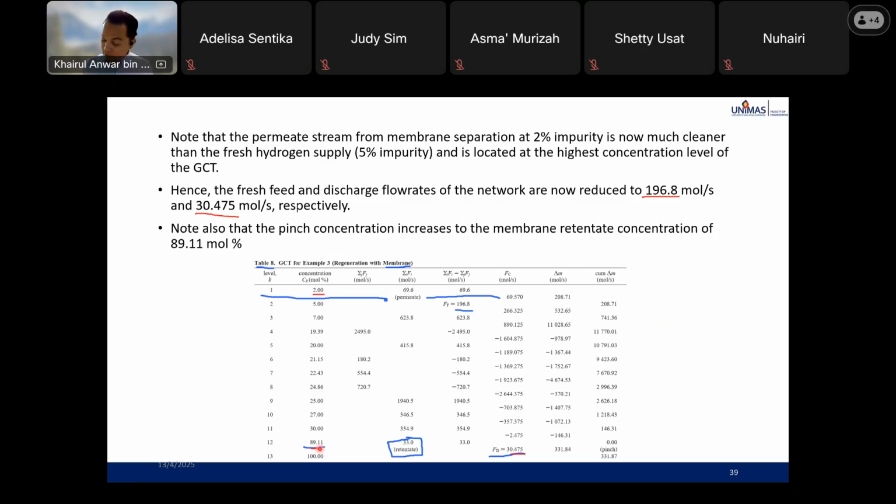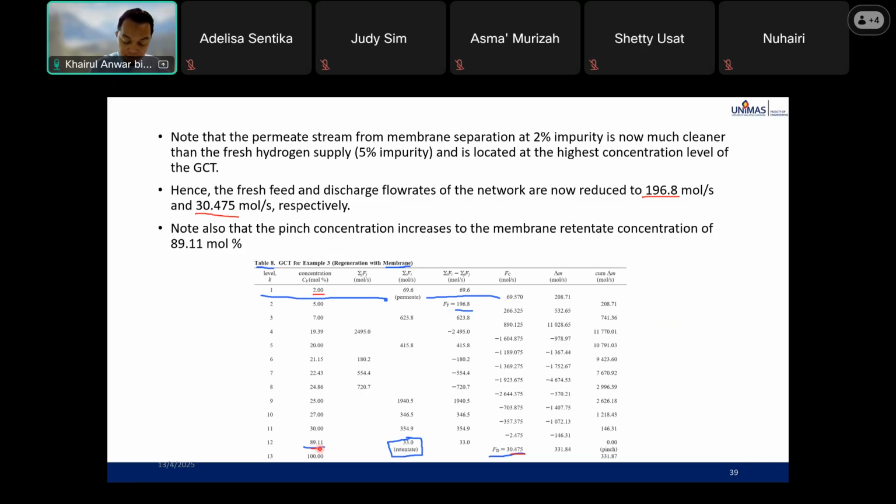Six eight point eight to 69.6. Okay. Hence, the fresh feed and discharge product are now reduced to 196. Note also that the hydrogen concentration increases to 89.11%.